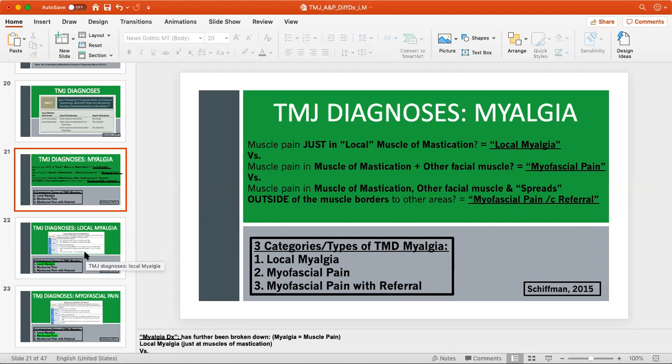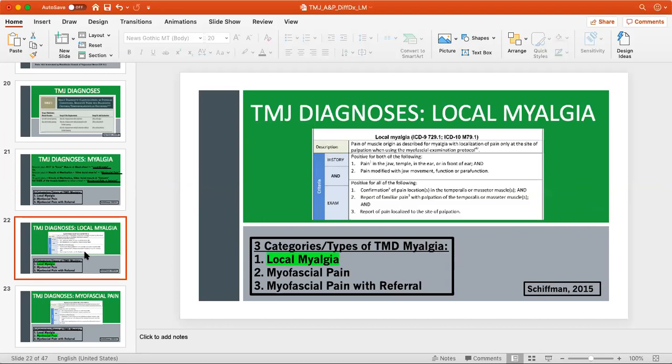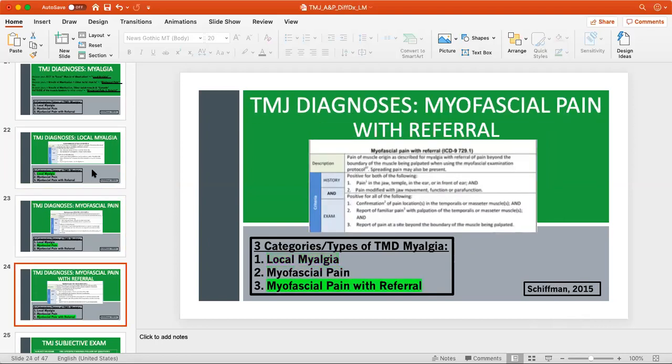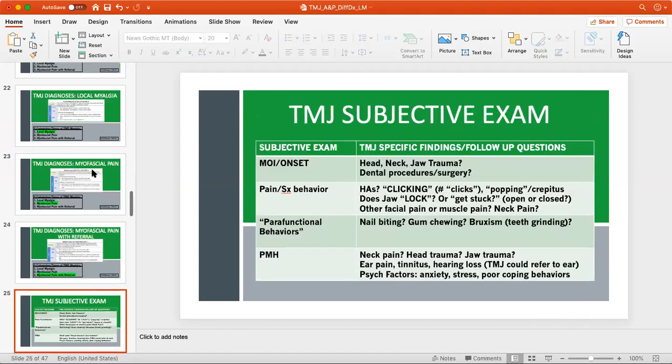and think about them. And these are the criteria that are commonly used to describe these specific types of muscle pain. So I'm not going to read these to you. I think my quick summary will do it for most of you, but if you're curious to get into more of the nitty-gritty, if you just really want a little bit more context, I put these in here for your reference. This comes from an article by Schiffman, 2015, describing the DC/TMD, and talking about some of your findings in your history, your subjective, and then your objective exam for these different types of muscle dysfunction. So local myalgia, myofascial pain, and then that myofascial pain with referral, those are there for you.